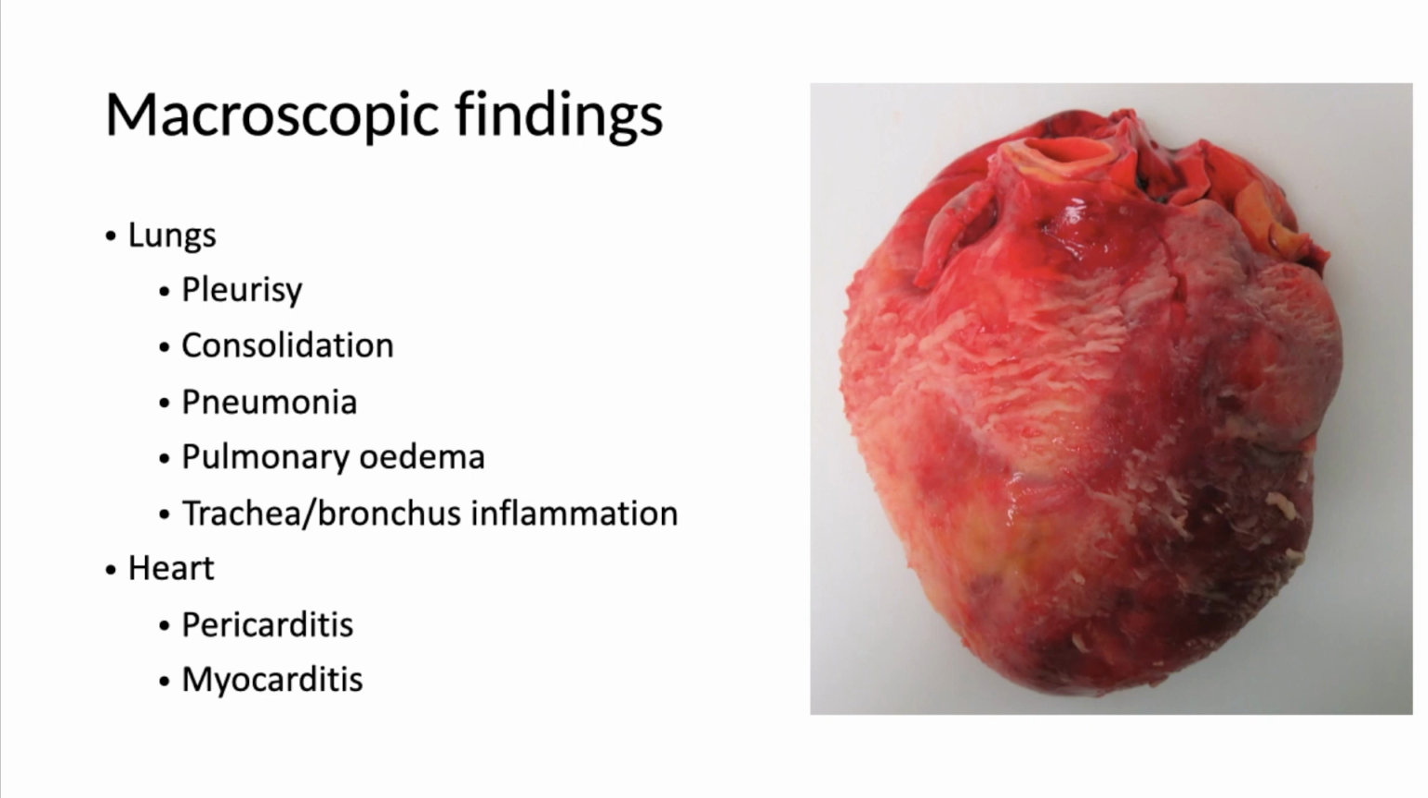The image on the right shows an example of a fibrinous pericarditis, and you can see all these pale areas over the surface of the heart are deposits of fibrin, and then the background is very inflamed and red because of inflammation of the surface of the heart.